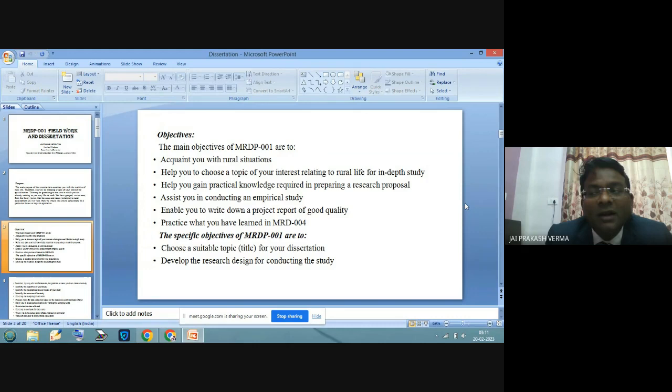We are sitting in urban areas and making policies for rural people. We are not going to search for the grassroots realities in rural areas. So the purpose of the researcher is to go into rural areas and see the realities. The next objective is to help you choose a topic of your interest relating to rural life for in-depth study.